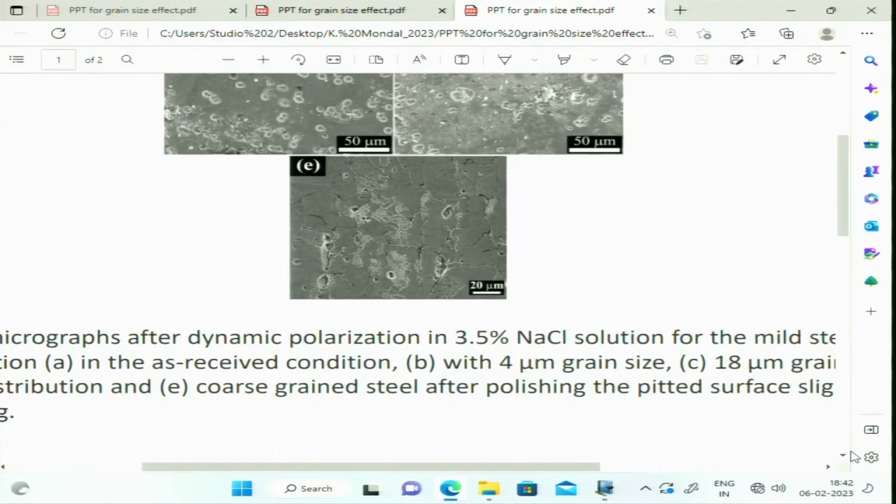The as received, definitely it has a kind of uniform grain with little coarser grains, like below 30 micron grain size. Then we have created a grain size of 4 micrometer, we have created a grain size of 18 micrometer, and then we have tried to have a grain size distribution like fine grain and coarse grain. So, that means it is a bimodal structure. And of course, finally, we have also created a coarse grain structure with a single grain size. But since it is around 0.1% carbon steel, we can also see some pearlites in the material.